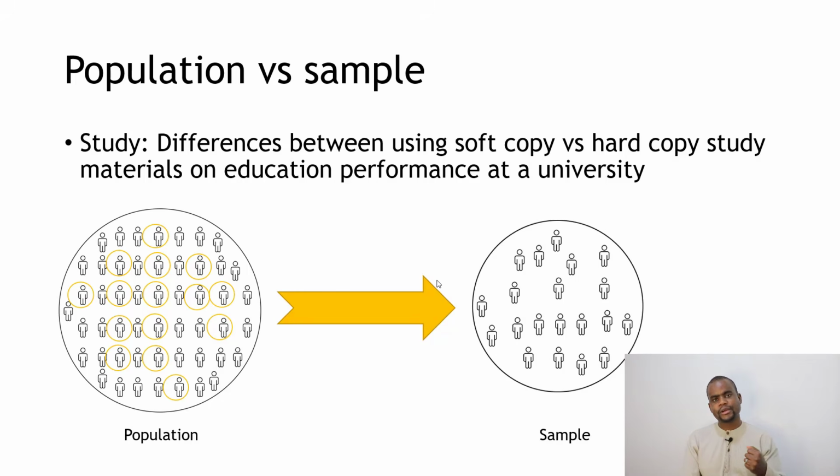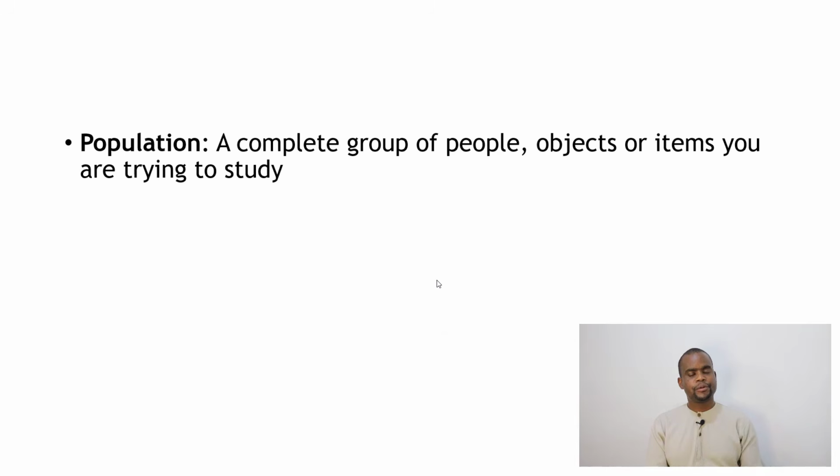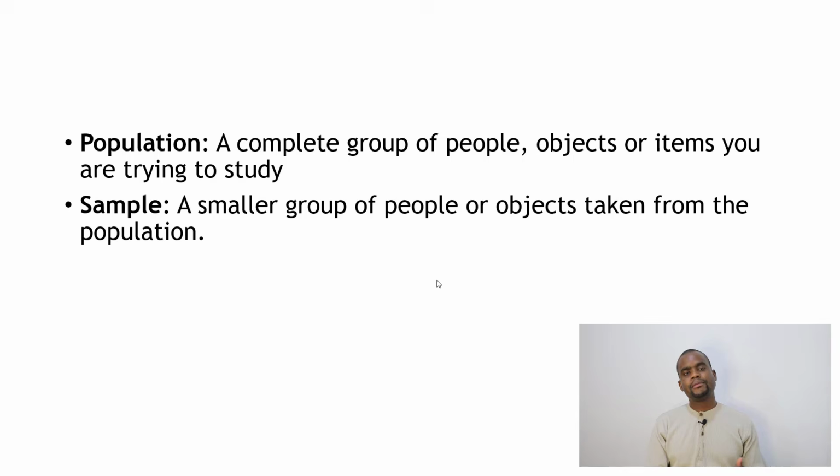So just take a look at the definitions. A population is a complete group of people, objects, or items that you are trying to study. You wish that you could study all these people, in our case, all the 3,000 students in the university. But realistically, we're going to get what we call a sample. A sample is a smaller group of people or objects that have been taken from that population that you are trying to study.